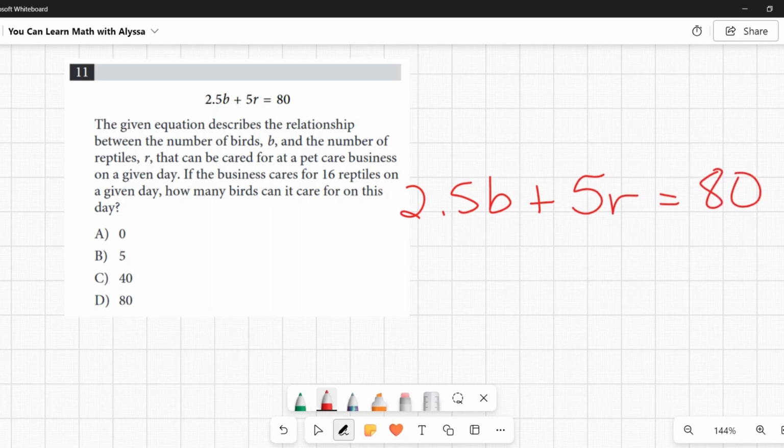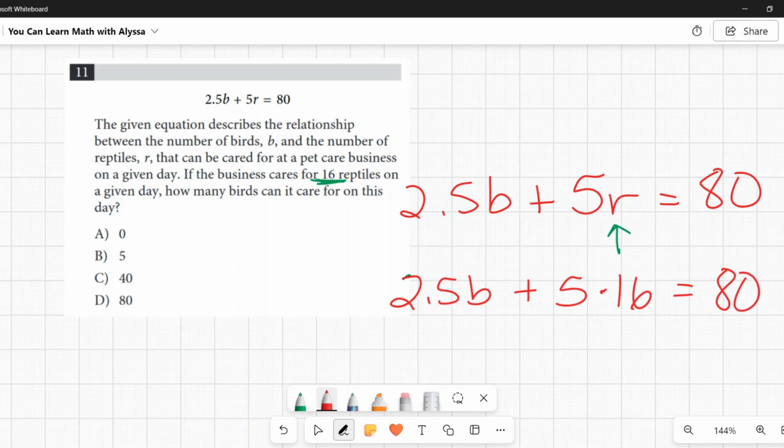All right, we're told that B is for birds, R is for reptiles. That makes sense. The business cares for 16 reptiles on a given day. So I'm going to plug 16 in here for R. So 5 times 16 equals 80. And 5 times 16 actually is 80. So 2.5B plus 80 equals 80.